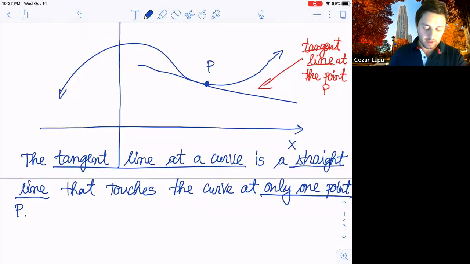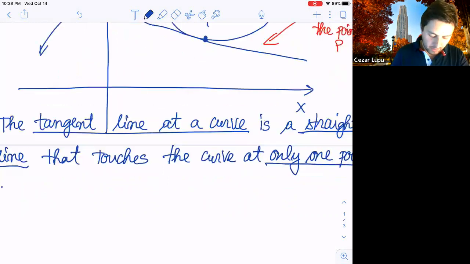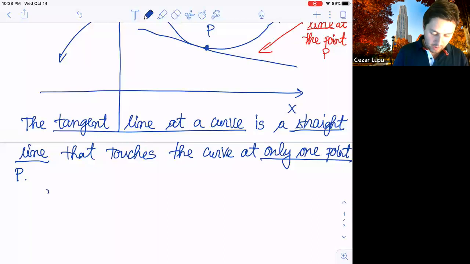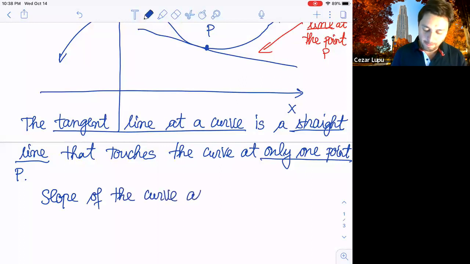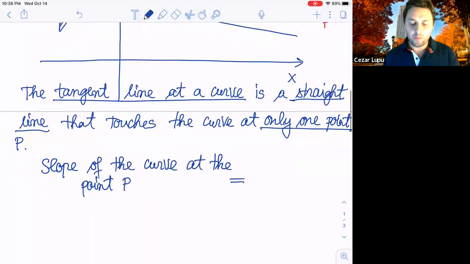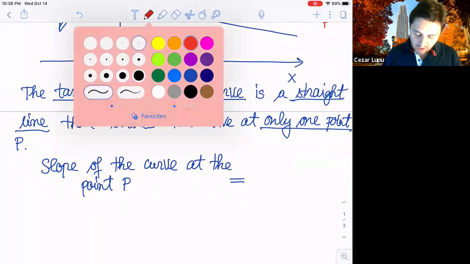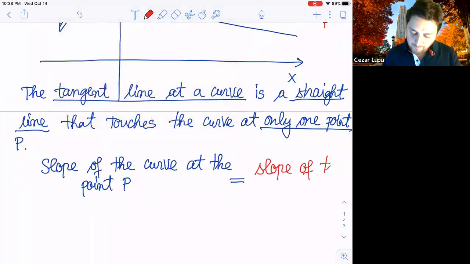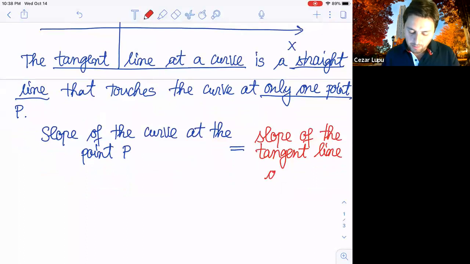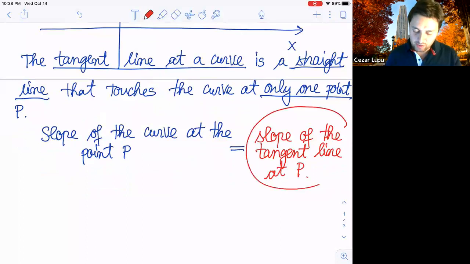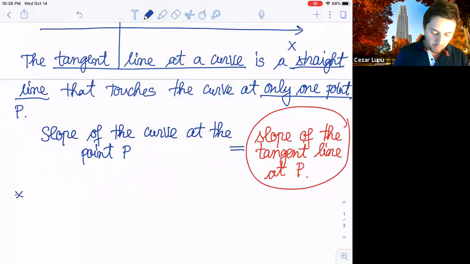All right. Now in this case, we can say that the slope of the curve at the point P is the same as the slope of the tangent line at the point P. And now this will become very important for our future purpose, because we will try to relate the derivative in terms of this.